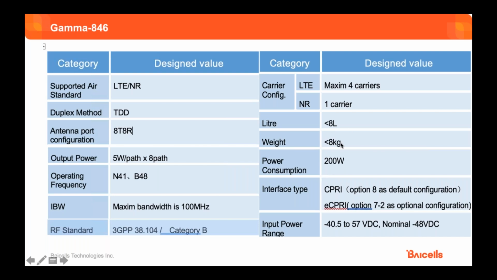It is pretty compact. The volume is less than 8 liters. Weight is 8 kilograms. So this is like 17 pounds. Power consumption 200. And if you remember, because this is an RRU now, it's 5G. No more consolidation of RRU and BBU in one standalone cell. Now to connect to the BBU, it goes through fronthaul, which is CPRI connection or eCPRI. So eCPRI is for 5G and CPRI is for the LTE.